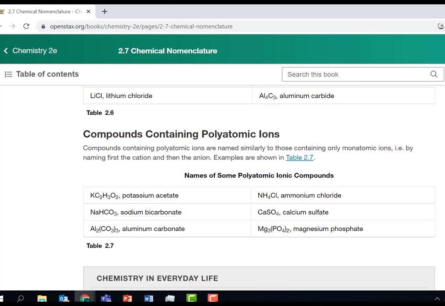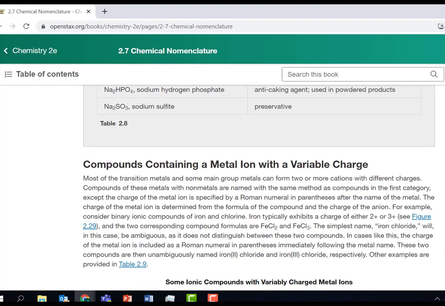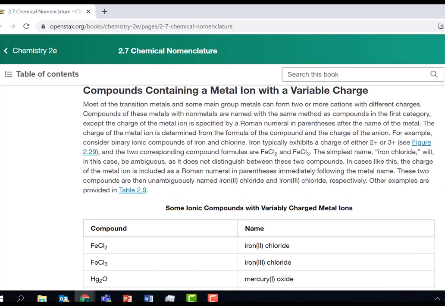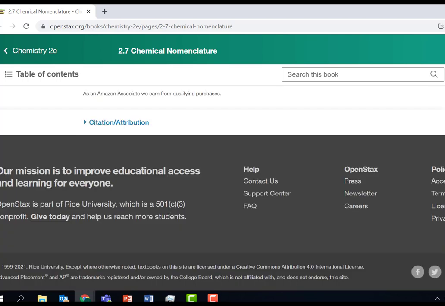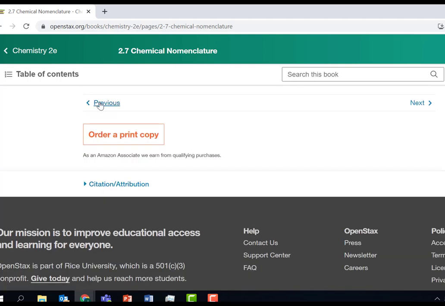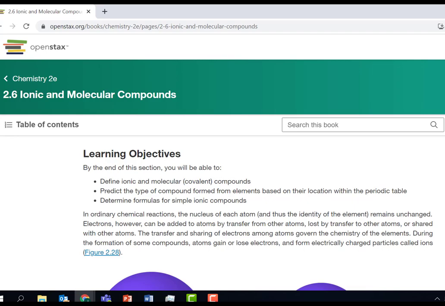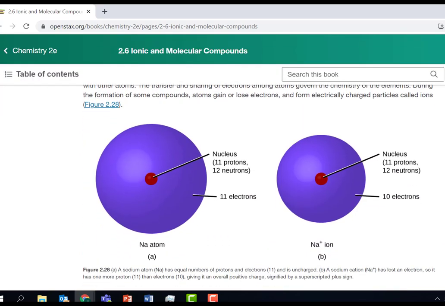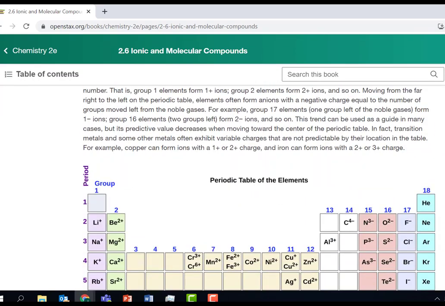We'll talk a bit about polyatomic ions. We don't have as much of a why there right now, but there are a few things we can revisit that will be helpful outside of the context of focusing on so many other things. And then especially we can talk about compounds that contain metal ions with a variable charge. That's something we can explain very well now. So let's go ahead and do that. I'm going to go to the ionic and molecular compounds section to focus on some of these things.